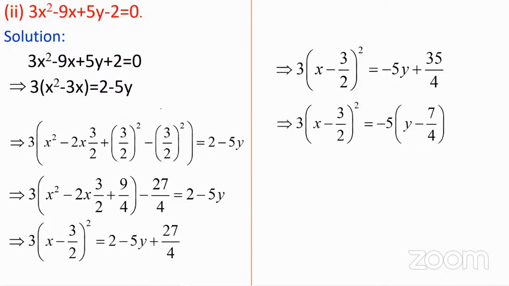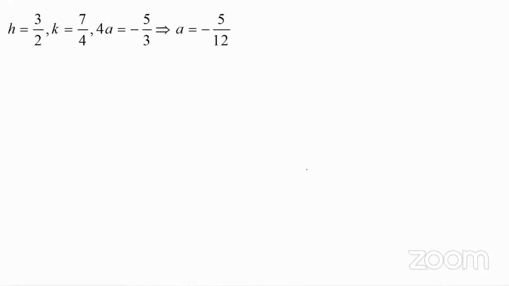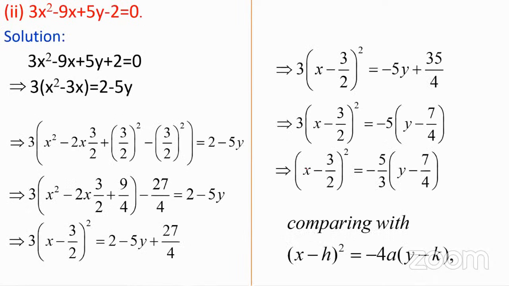Solving this one, you will get minus 5. Here taking minus 5 common, you will get this value. And also you have to transform into x minus h whole square equal to minus 4a of y minus k. Then comparing with x minus h whole square equal to minus 4a of y minus k, you will get h value is 3 by 2, k value is 7 by 4, 4a equal to minus 5 by 3, that is nothing but a equal to minus 5 by 12 from this one.